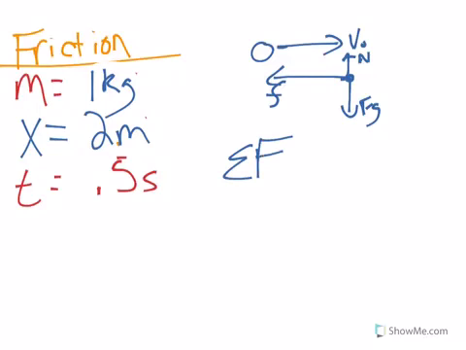So the sum of the forces will be equal to the friction force, and that will be equal to mass times acceleration. Our goal on this problem was to find the force of friction, the friction that the grass had on the ball. Now, we can do this if we have acceleration. So friction will be equal to 1 times something, but we don't know the acceleration. So we have to find acceleration, but all we have is x and t.